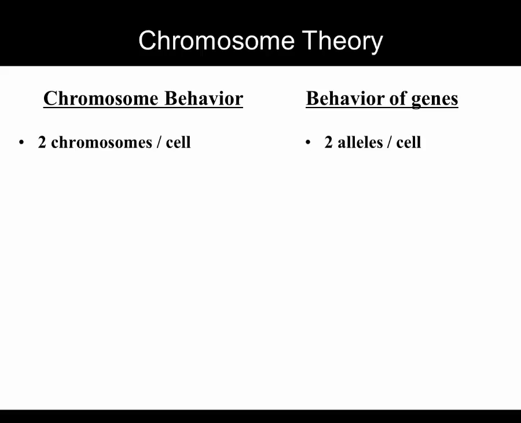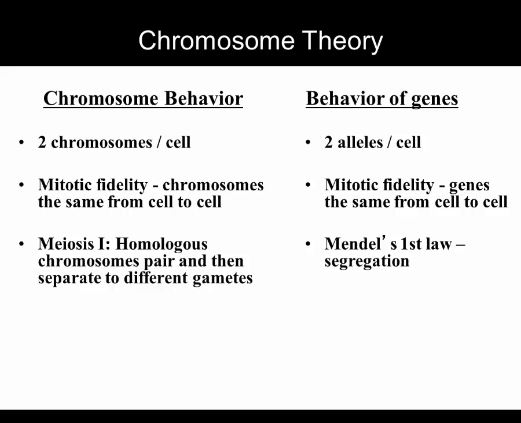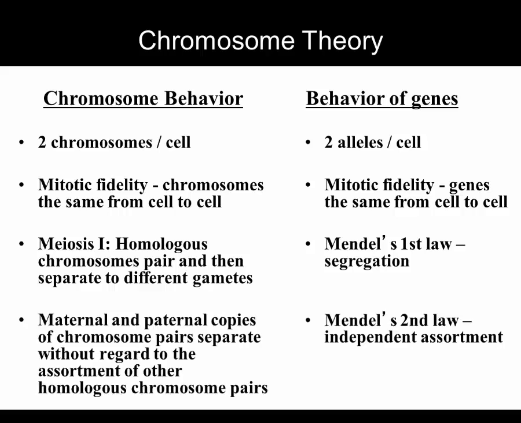Most cells have homologous pairs of chromosomes, just as they should have two alleles of each gene. The main exception is the gametes, which are haploid, and indeed should have only one allele. Genes should be the same from cell to cell, and mitosis involves each daughter cell having identical chromosomes. Mendel's first law of segregation is mirrored by how homologous chromosomes pair and separate in meiosis I, and Mendel's second law is reflected in how the segregation is random in relation to maternal and paternal chromosomes.